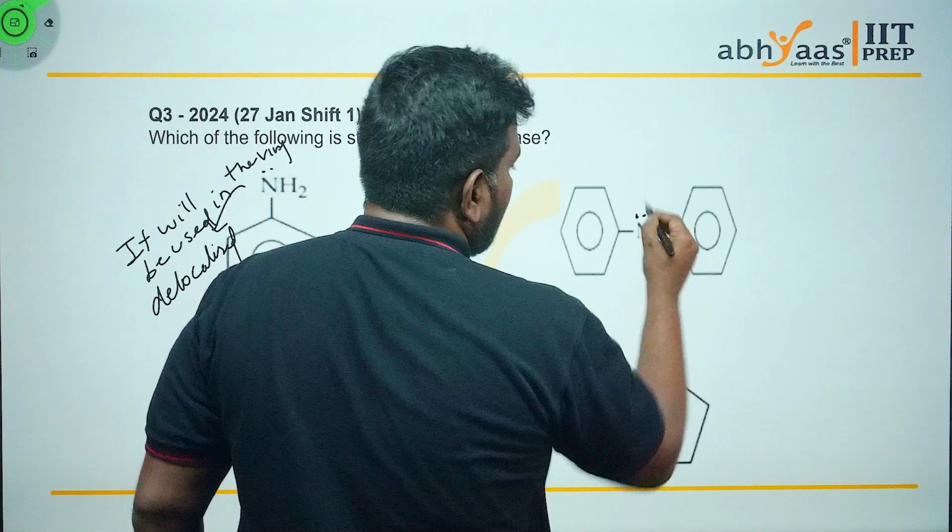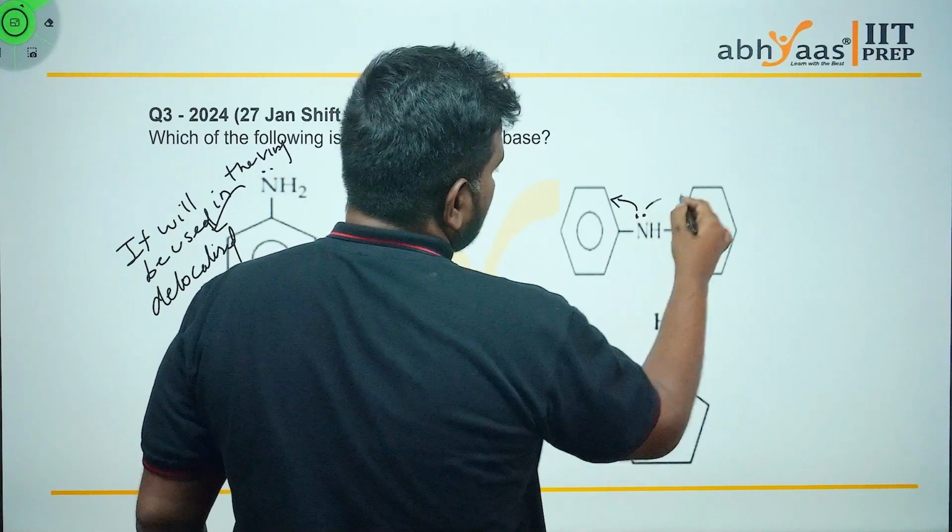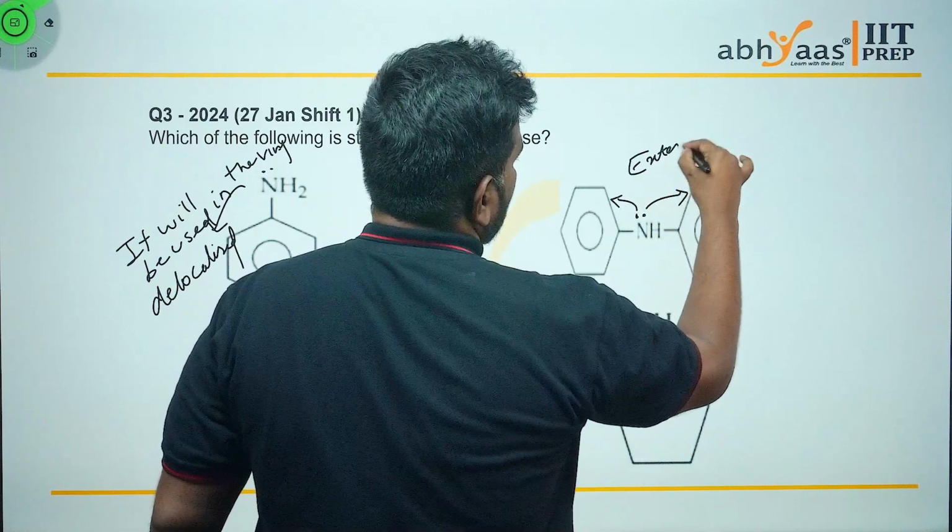Now here also we have a lone pair of electrons. Now it will be used for extended conjugation.